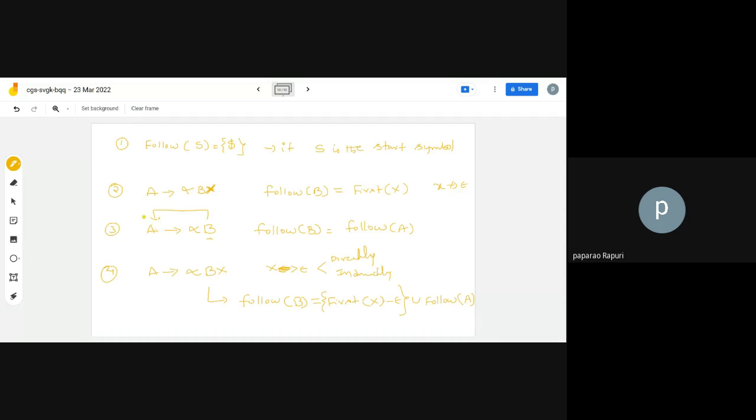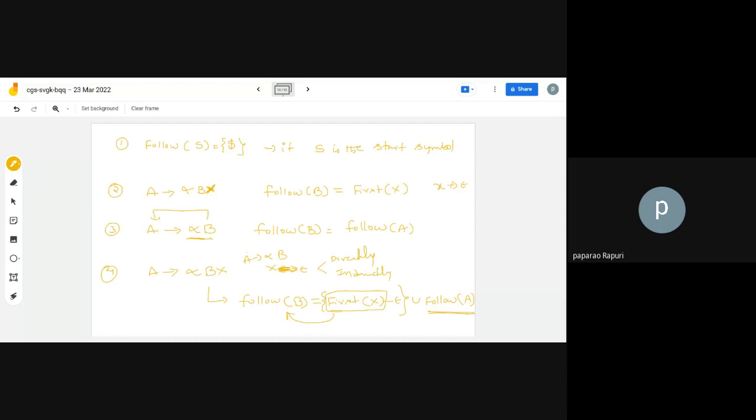So you need to see the fourth rule carefully, because there is some importance there. If A is deriving alpha B X and X is producing epsilon, we can write alpha B, which is the same format, so for that purpose we write follow of A. Suppose X is producing something other than epsilon; in that case we need to add the first of X to the follow of B. For that purpose, we write follow of B equals first of X minus epsilon union follow of A.